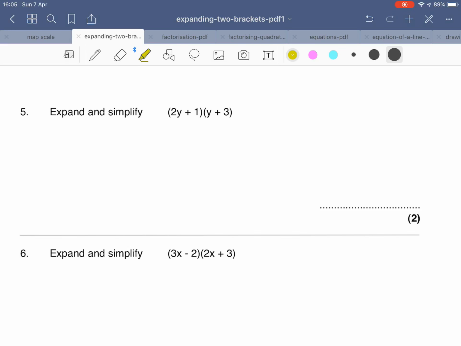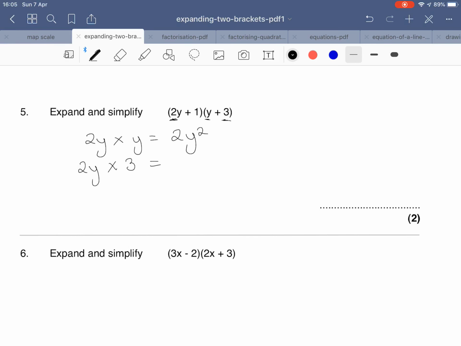The same method with all of these, nothing is going to change. So the only thing different in this is I got a 2 in front of my y. Still do the same FOIL method. So we're going to do 2y times y. So I got 2y times y. That gives me 2y squared. 2y times my 3.